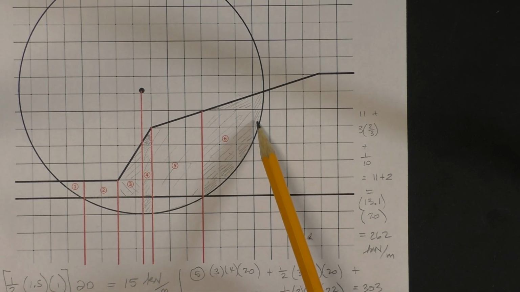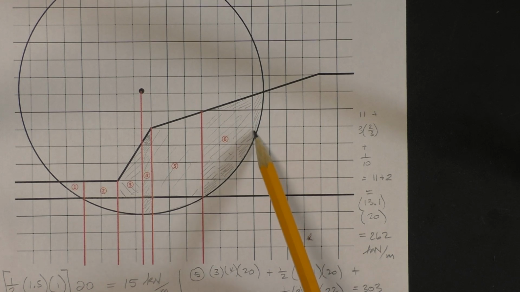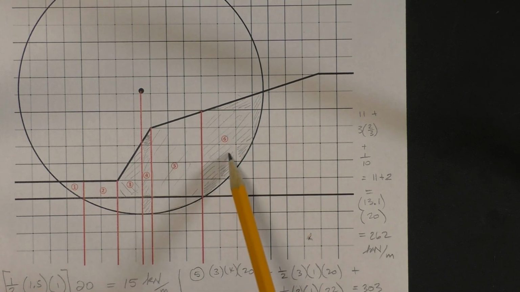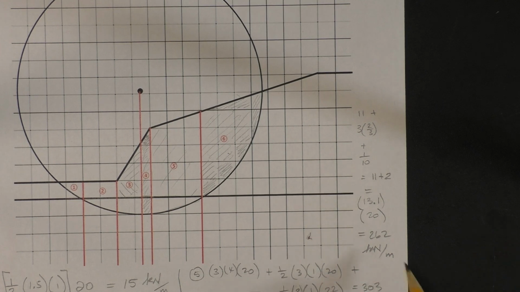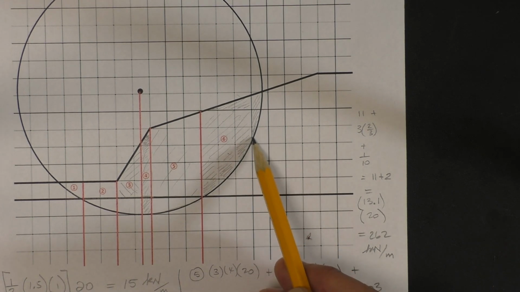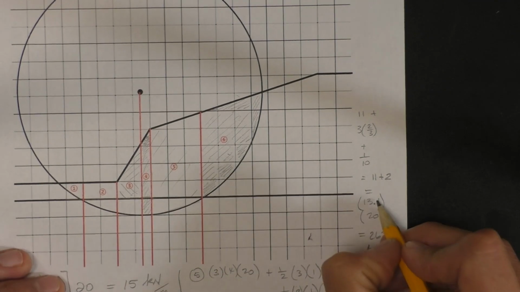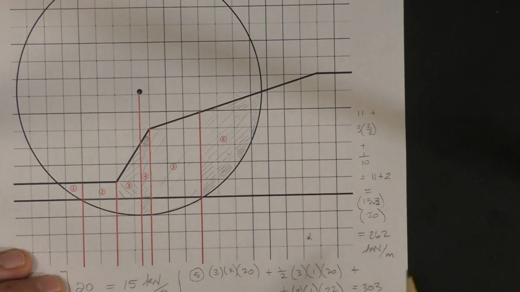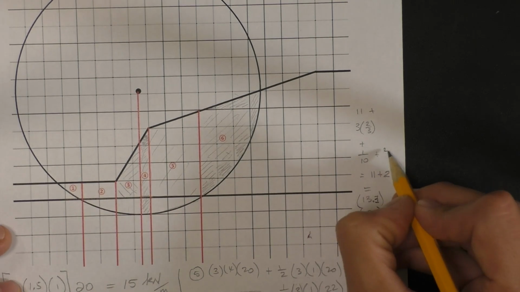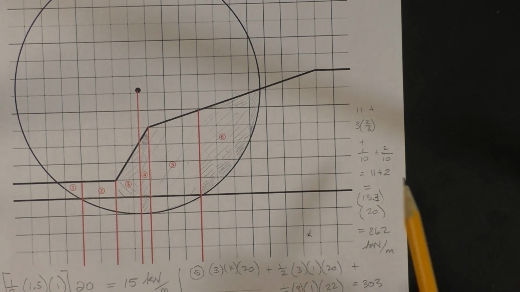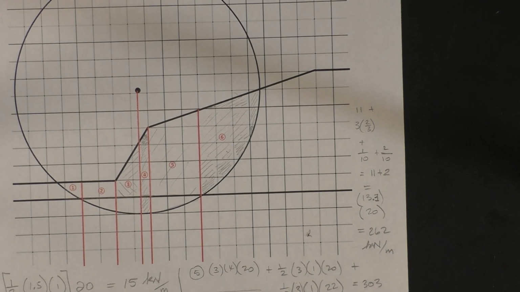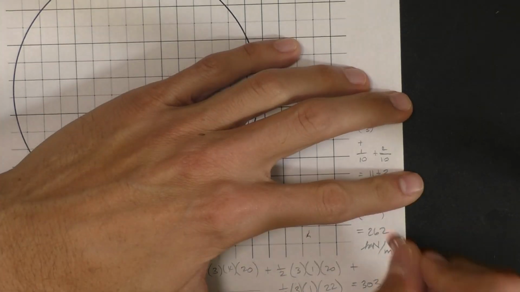Oh, did I miss this little part here? Let's see. 1, 2, 3, 4, 5, 6, 7, 8, 9, 10, 11, 13, these 3 are 2. Yes, I missed this little part here. So this should be maybe like 2/10. So this is 13.3 instead of 13.1. It's that little piece here. So 1/10 plus 2/10 is 0.3. So 13.3 times 20 is 266.